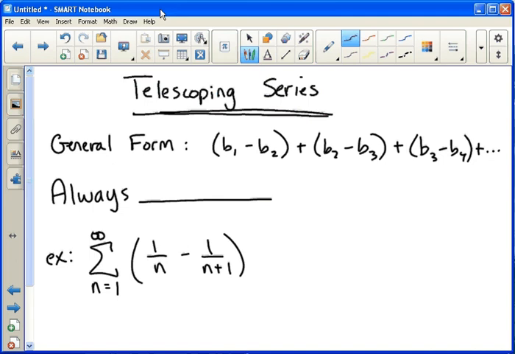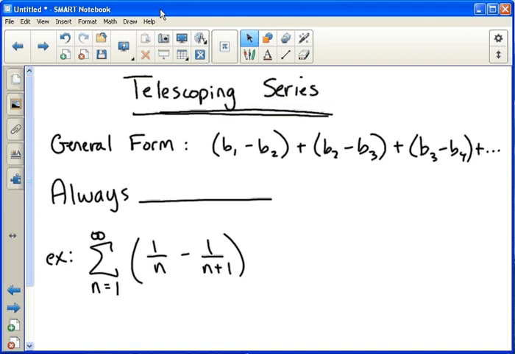We're talking about infinite series, and this is a type of series. It's called a telescoping series. The general form you see here is b1 minus b2 plus b2 minus b3 plus b3 minus b4, and these things tend to be fractions. They don't have to be, but the b's tend to be fractions.